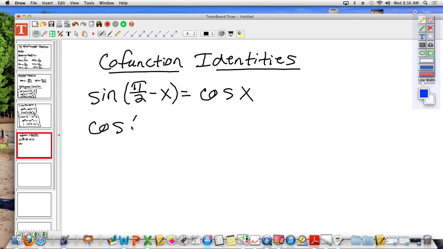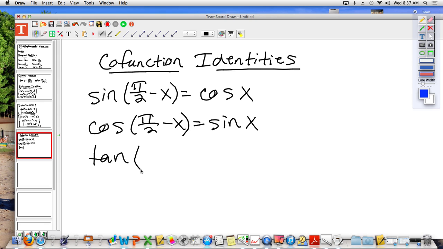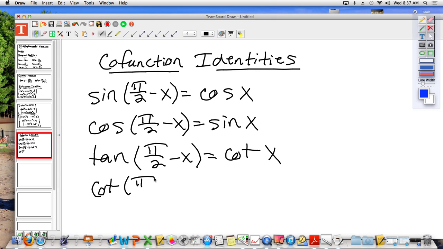We actually showed that. The cosine of pi over 2 minus x is the same thing as having the sine function. And though we didn't get into graphing tangents and cotangents, if you have the tangent of pi over 2 minus x, you would get exactly the same thing if you graphed the cotangent of x. As would happen if you have the cotangent of pi over 2 minus x. You would have the tangent of x.